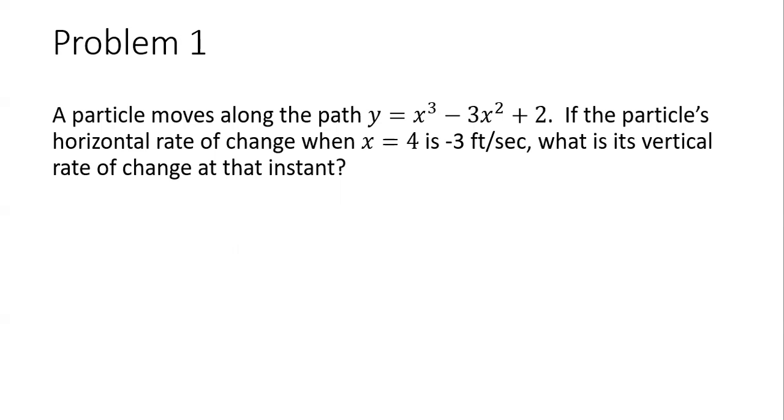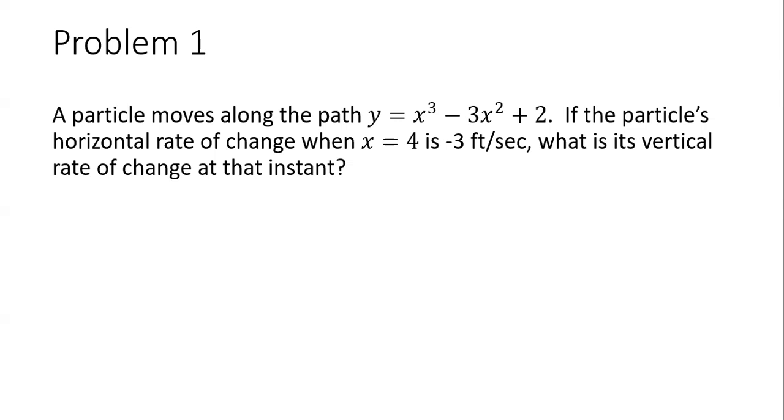So a particle moves along the path y equals x cubed minus 3x squared plus 2. If the particle's horizontal rate of change when x equals 4 is negative 3 feet per second, what is its vertical rate of change at that instant? Okay, so go ahead and try this on your own.